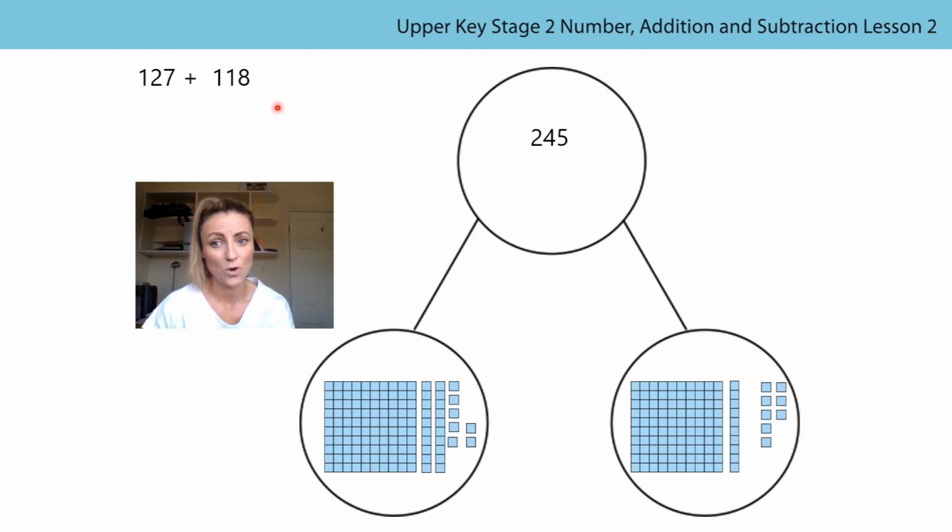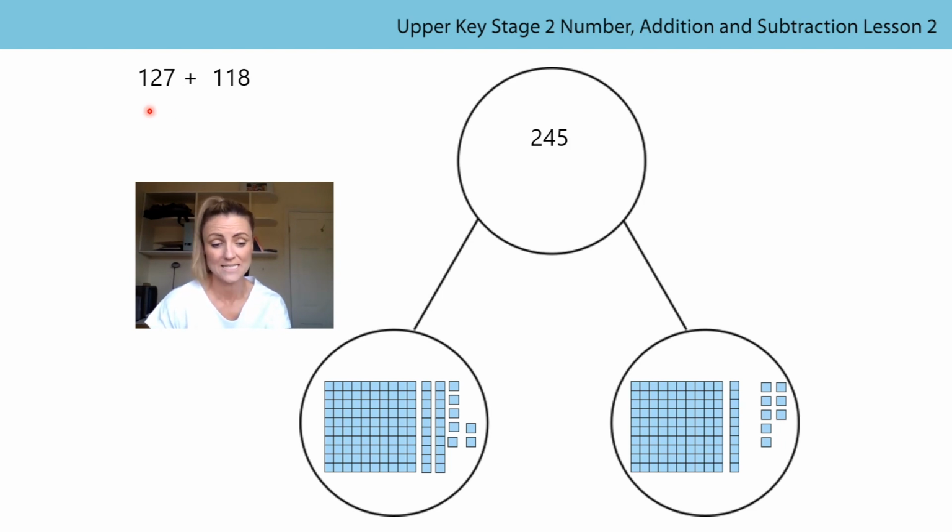Well, I'm looking at that 118 and I think that if I could increase that to make it 120, that will make the calculation much easier. So how many would I need to increase 118 by to make it 120? That's right, it's just 2. And where am I going to get that 2 from? If I'm going to increase that addend by 2, what am I going to do to the other addend? That's right, I'm going to decrease it by the same amount, by 2. So I'm going to get that 2 from here.